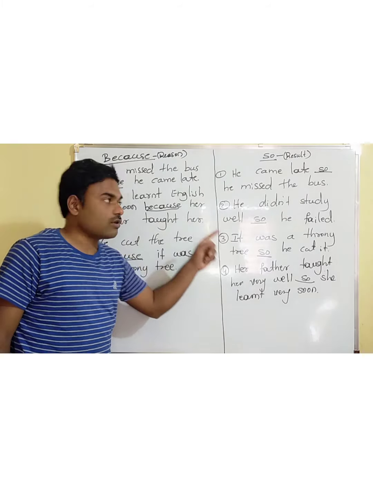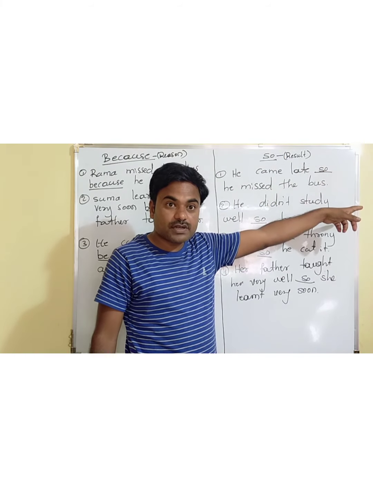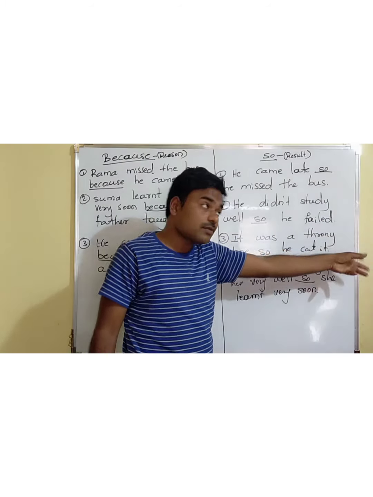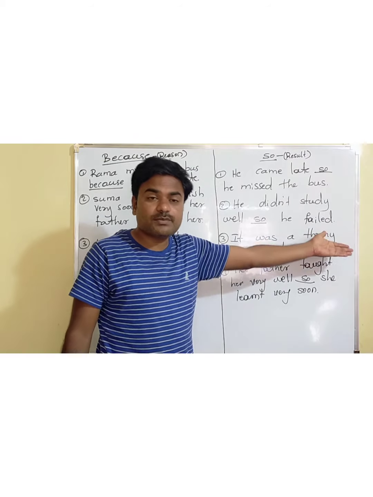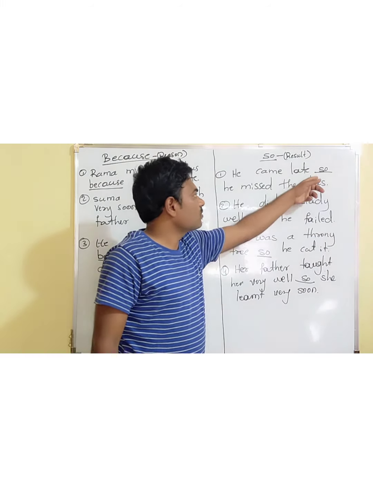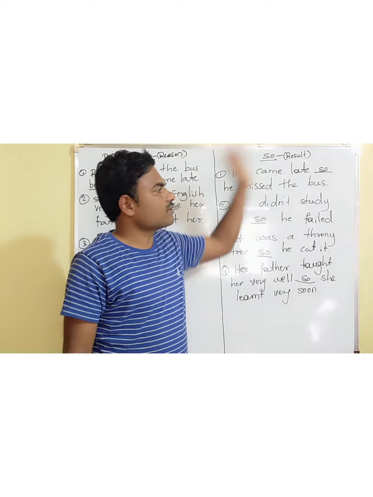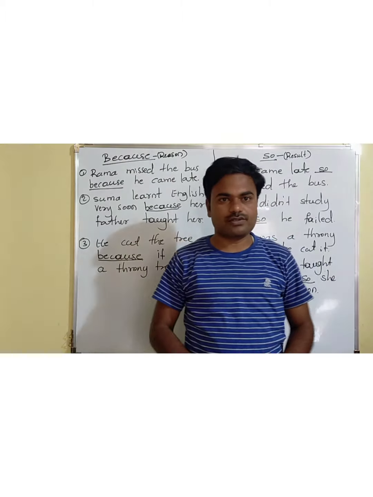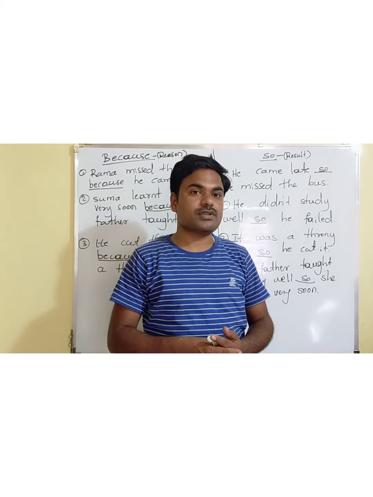When we ask the question about result, what happened after? What's the result of that? He came late. What happened after? What's the result of this? He came late, so he missed the bus. So describes result. So denotes result. Because denotes the reason of an action. This is the difference between because and so.